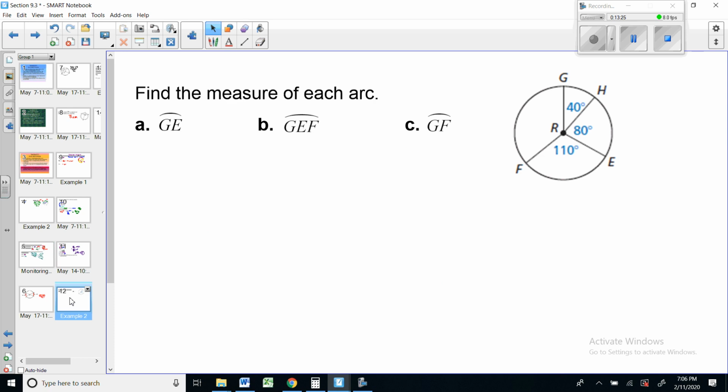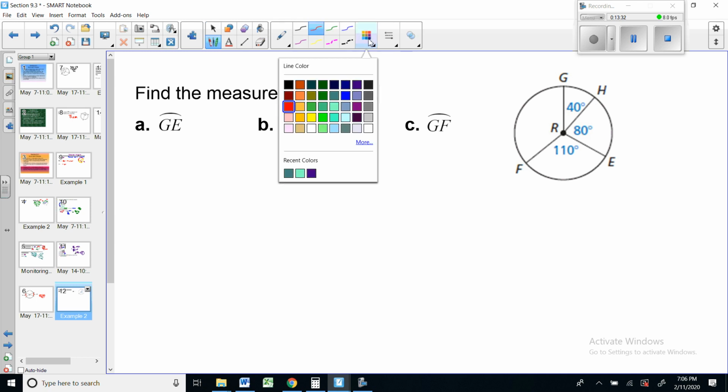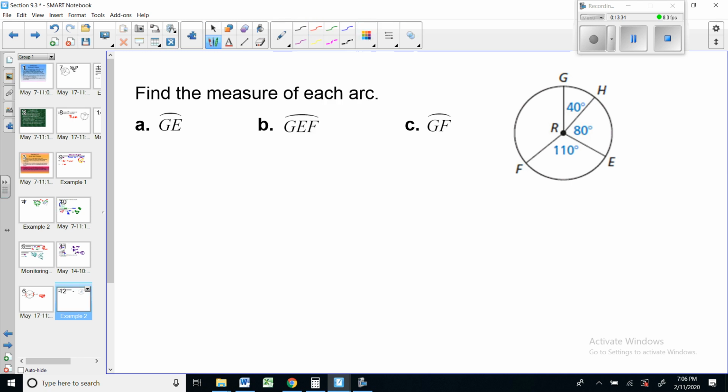Okay, we want to find a measure of each of our arcs. On our first one, we're looking at arc GE. GE is a minor arc because we know that the number is less than 2, or it's only got 2 letters in it. So here's the arc from G to E. We're going to add those 2 numbers together, and 40 plus 80 gives me 120.